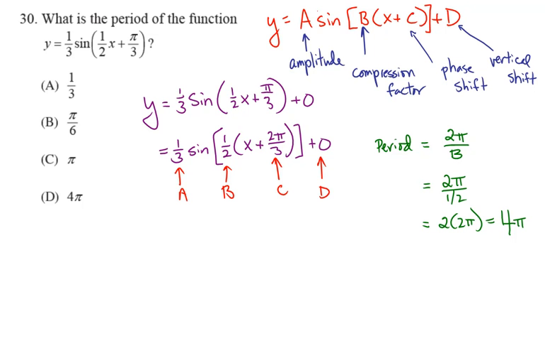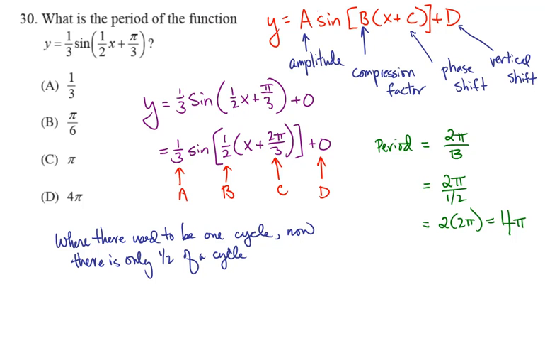Now another way that I find helpful to look at that is when we factor out the B, that 1/2 there, what that says to me is that where there used to be one cycle, now there is only half of a cycle. So in 2 pi, which is the original period of the sine function, we got one complete cycle of the graph. But now there will only be half of that, which means to get a full period, I'm going to need to double that. So instead of having a period of 2 pi, to get one complete cycle of the graph, I'm going to now need 4 pi, because only 1/2 of it is completed in the original 2 pi.